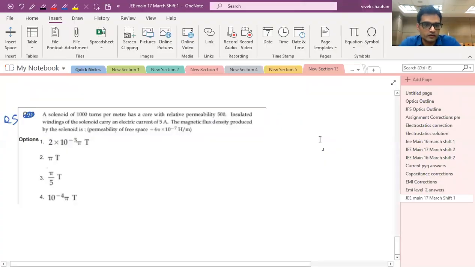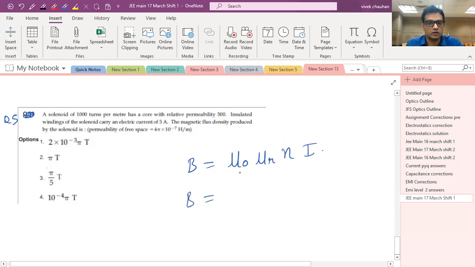In this question, it is given that a solenoid has 1000 turns per meter with relative permeability 500, and it carries a current of 5 ampere. We have to find magnetic flux density. Basically, magnetic flux density is magnetic field only. And it is given permeability of free space is 4 pi into 10 to the power minus 7. So here magnetic field B will be equal to mu naught into mu r, where mu r is relative permeability, into N into I.